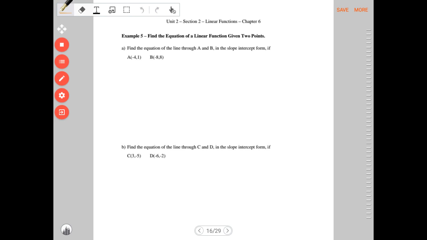So next one, find the equation through the line AB in slope-intercept form if A equals negative 4, 1 and B equals negative 8, 8. So if we start with y equals mx plus b, first things first, you can figure out the slope between those two points. That's pretty easy. x1, y1, x2, y2. So the slope is y2 minus y1 over x2 minus x1. So that's 8 minus 1 is 7, and the double negative makes a positive, so negative 8 plus 4 is negative 4. And we don't leave the negative on the bottom, so the slope here is negative 7/4. Okay, awesome. So that's the slope.